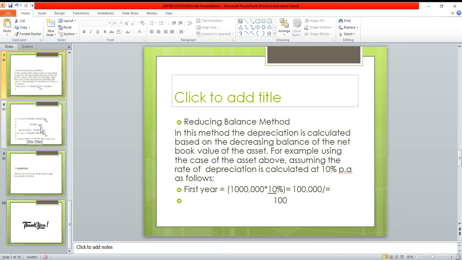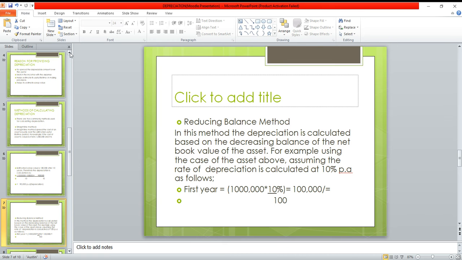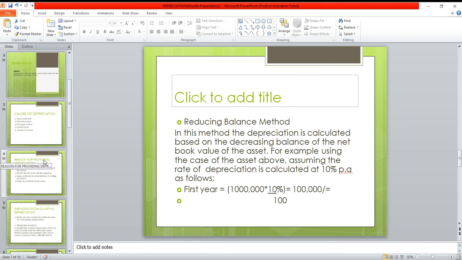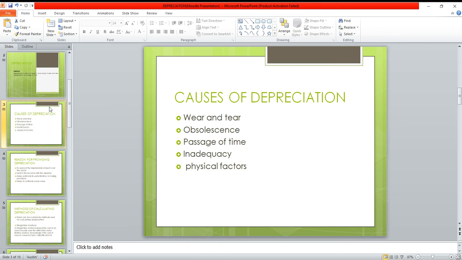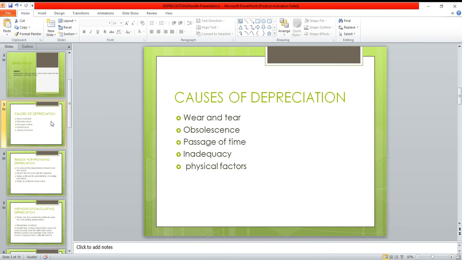So up to that point, we are going to end, but before we end, we want to review what we have learned today. We have learned about the causes of depreciation. Who can give us some of the causes that we have learned today? Yes, we have wear and tear. Another one? Yes, class? Sam? We have obsolescence. Yes, we have obsolescence.